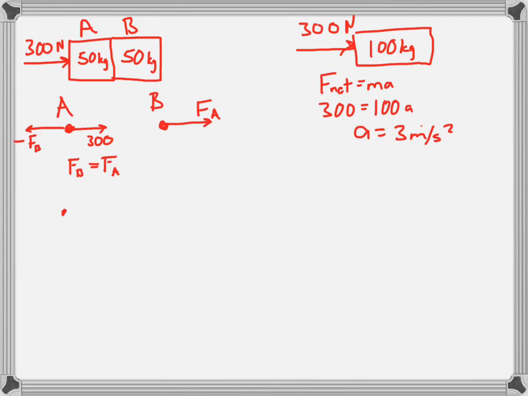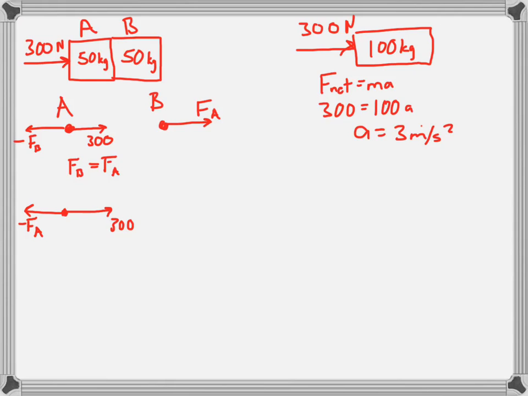So I can rewrite this as 300 newtons in this direction, and I can write this as F sub A, and we'll put a minus sign in front of it. So that's what Newton's third law allows me to do. Now, why do I care about that?